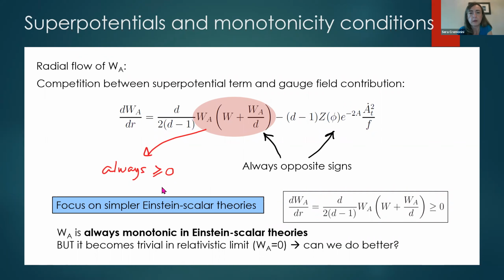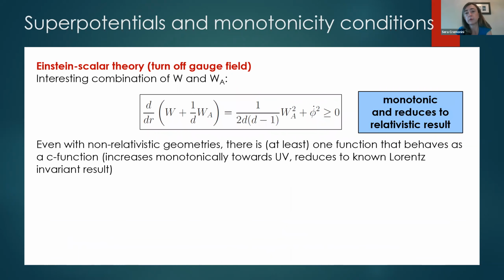So I'm not putting too much emphasis on this point here because this is not a quantity that we're interested in, basically. I'm just saying this is something that one can look at. It's monotonic in some cases, but we don't particularly care. The reason is that we want something that will reduce to the right relativistic limit. It turns out that if you stare at these equations for long enough, you find that this combination of W and WA is actually monotonic in Einstein's scalar theory.